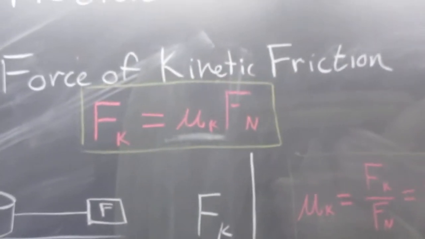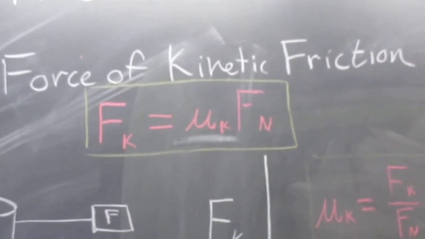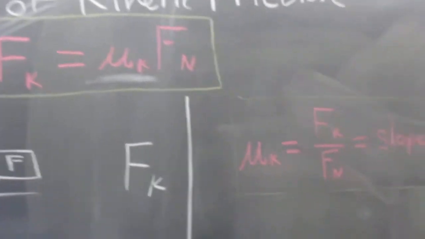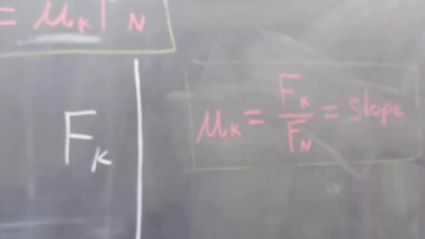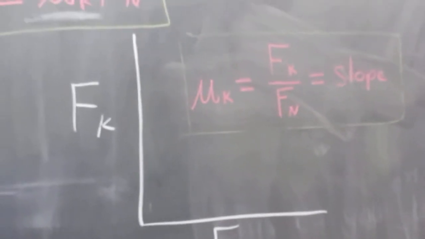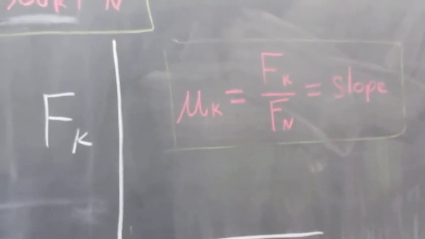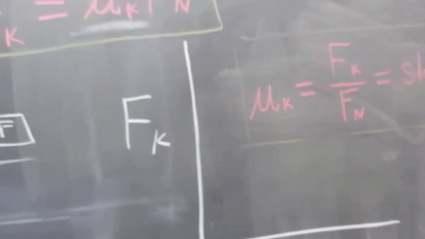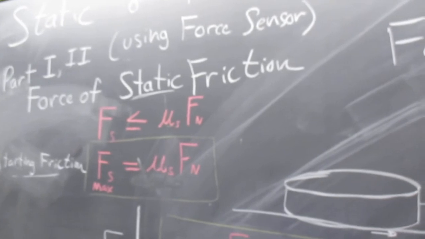Okay, now we're going to do a similar thing for kinetic friction. We're going to plot our values of force of kinetic friction on the y, normal force on the x. Our slope will give you your value of your coefficient of kinetic friction. Okay, and just a reminder, static means it's not moving.